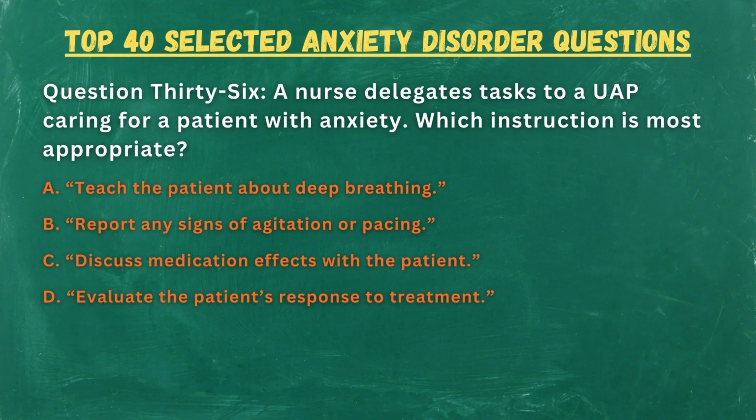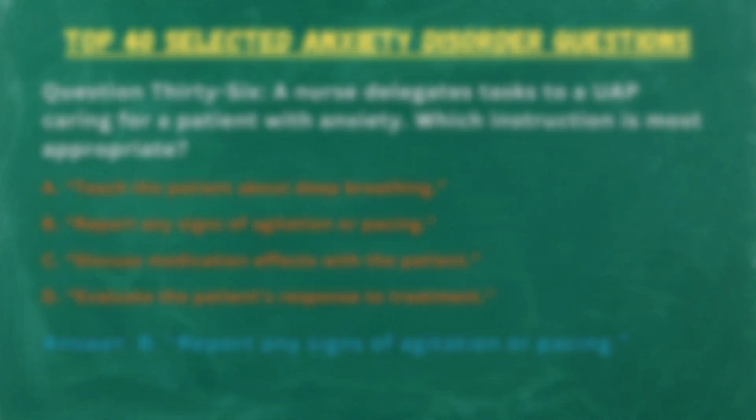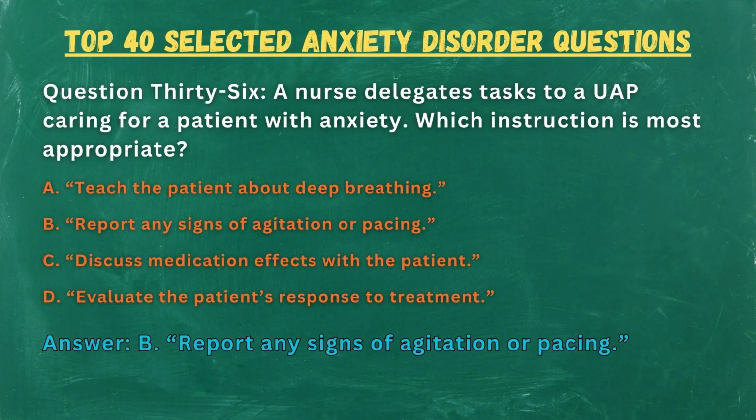Question 36. A nurse delegates tasks to a UAP caring for a patient with anxiety. Which instruction is most appropriate? A. Teach the patient about deep breathing. B. Report any signs of agitation or pacing. C. Discuss medication effects with the patient. D. Evaluate the patient's response to treatment. Answer. B. Report any signs of agitation or pacing.